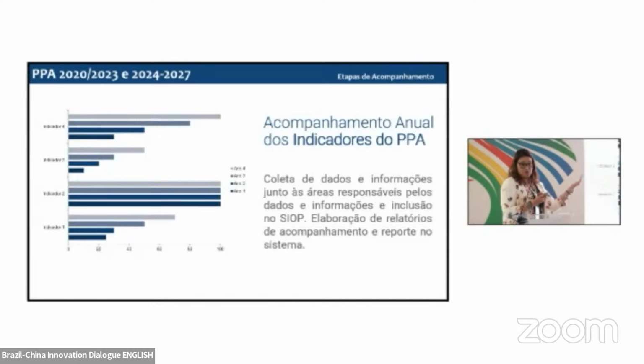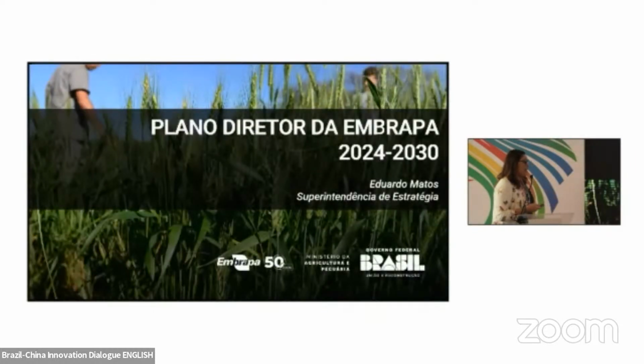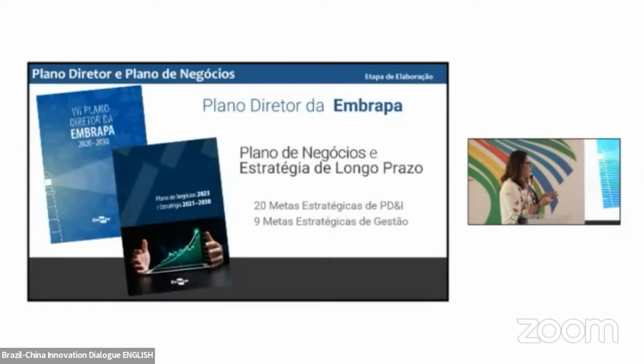So this will be translated into the planning systems in the federal government, which we call COP. So we create the terms of responsibility that Embrapa will have, and for the pluriannual plan for the federal government. And then we bring that to the director plan of Embrapa. And that plan is something that Embrapa has done since the 90s.